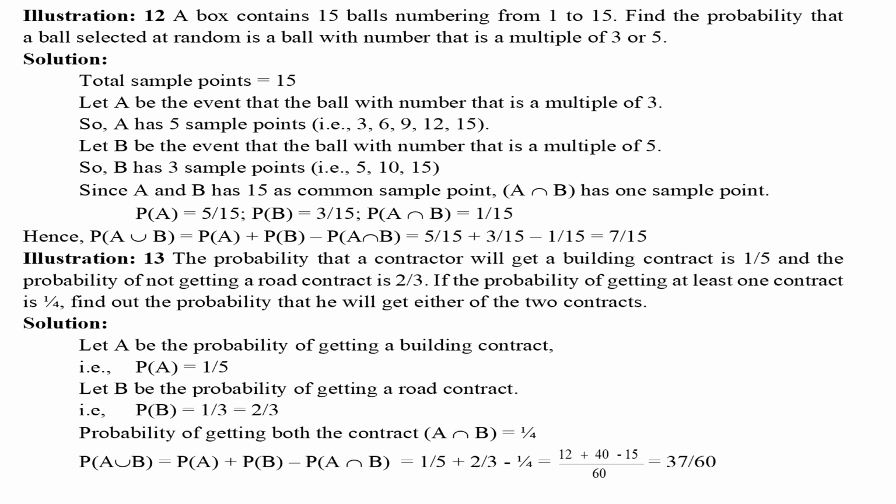Let A be the event of getting a building contract. That is, P(A) equals 1/5. Let B be the event of getting a road contract. That is, P(B) equals 1 minus 1/3 equals 2/3. Probability of getting both the contracts, P(A intersection B) equals 1/4. P(A union B) equals P(A) plus P(B) minus P(A intersection B) equals 1/5 plus 2/3 minus 1/4 equals 37/60.